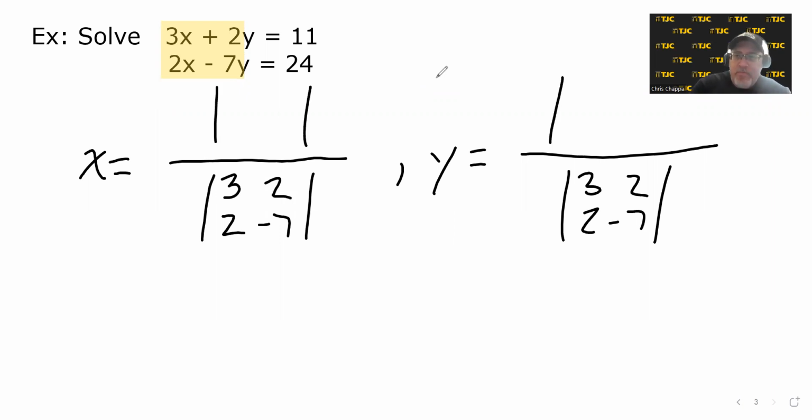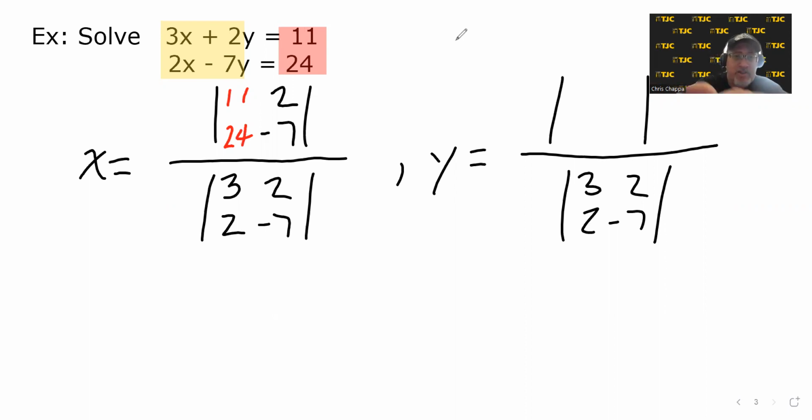And this is where most people get lost with Cramer's rule, but it's not that hard to do if you listen very closely. For the numerator, we're going to set up the same matrix, except we're going to replace the x for the x's, replace the y for the y's. So in the x numerator, I'm going to replace the x's but keep the y the same. And I'm going to replace the x coefficients with the constant terms on the right side of the equal sign, 11 and 24.